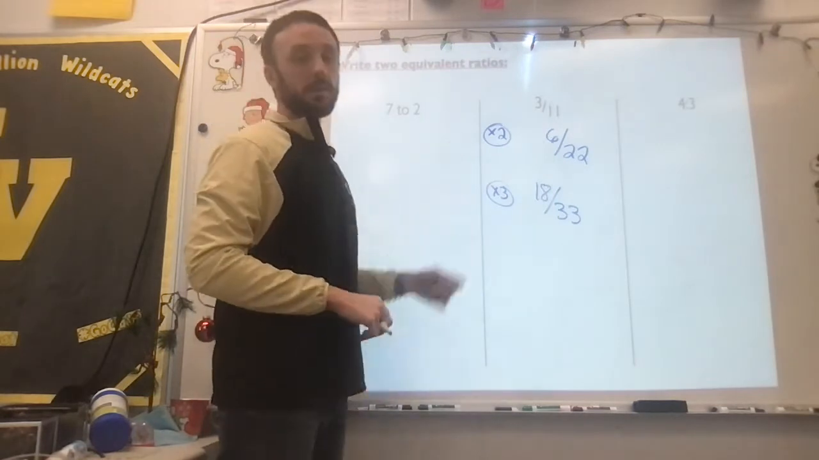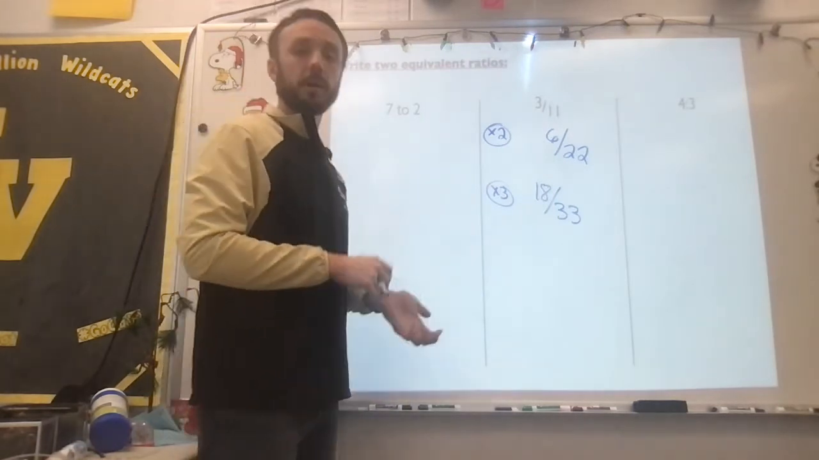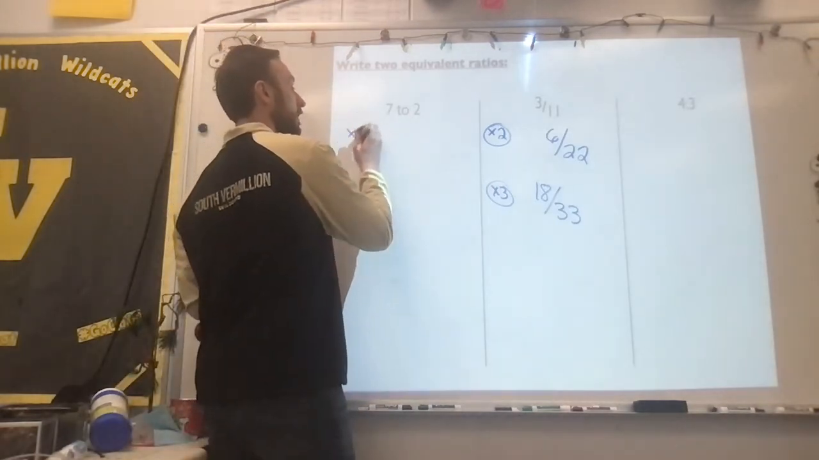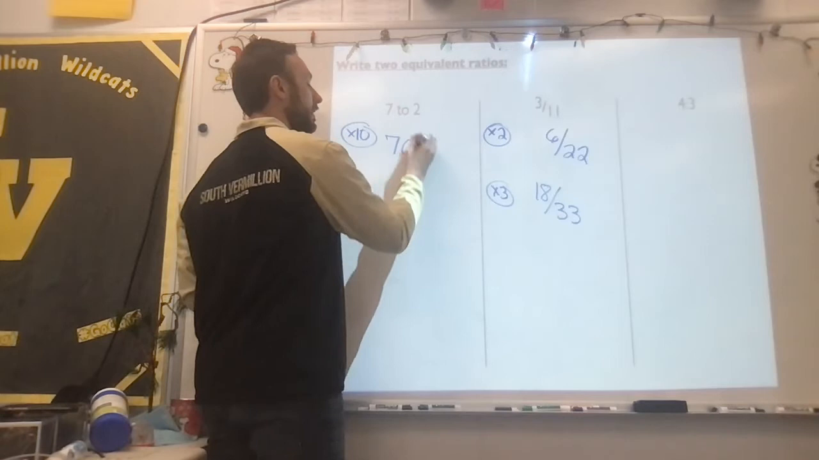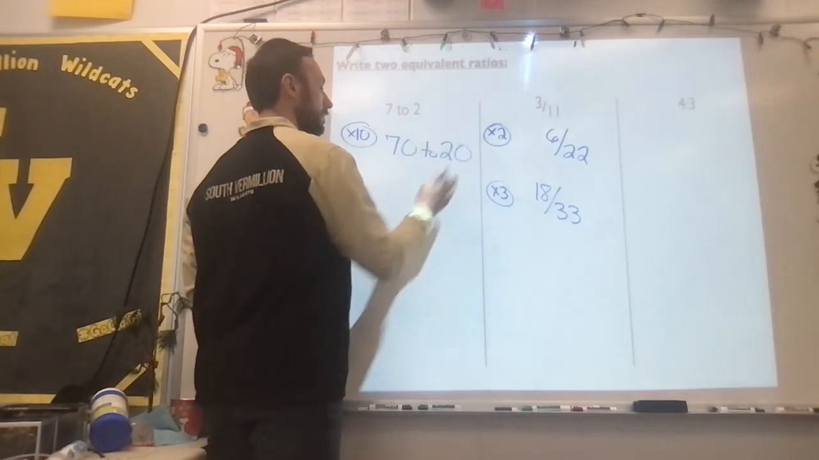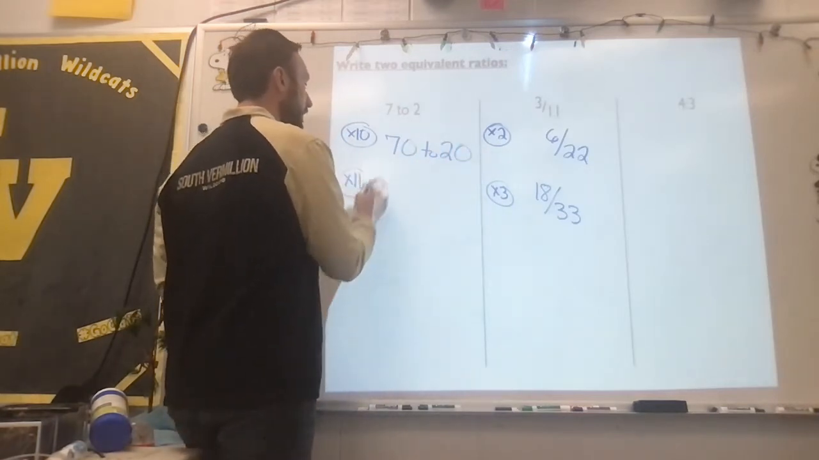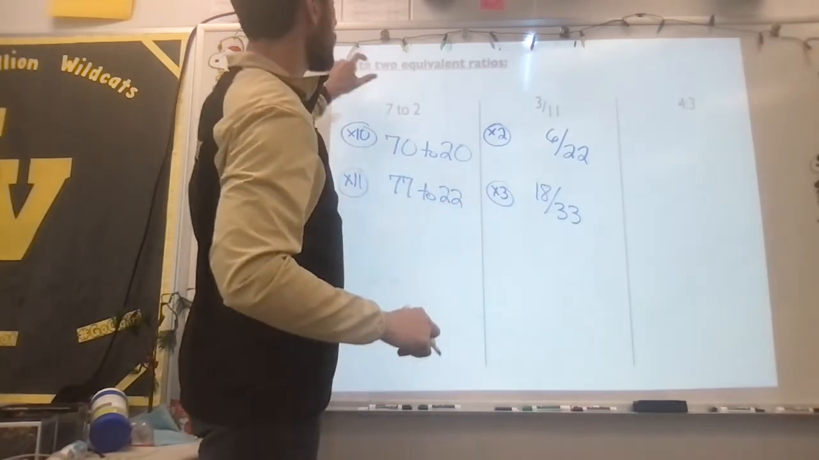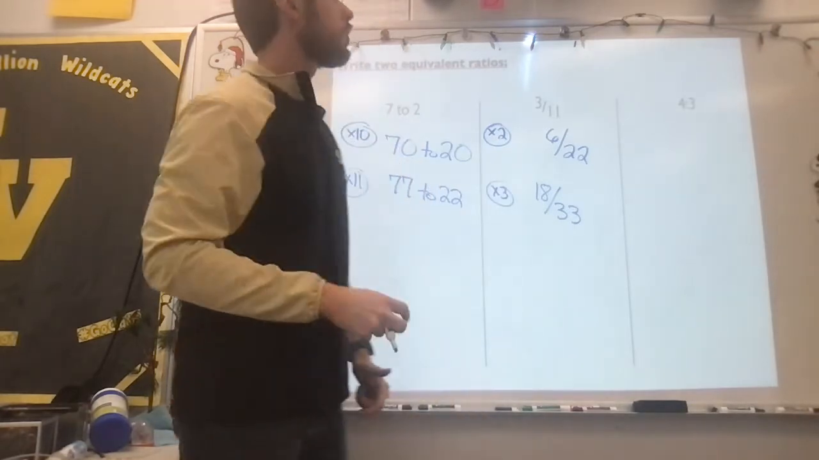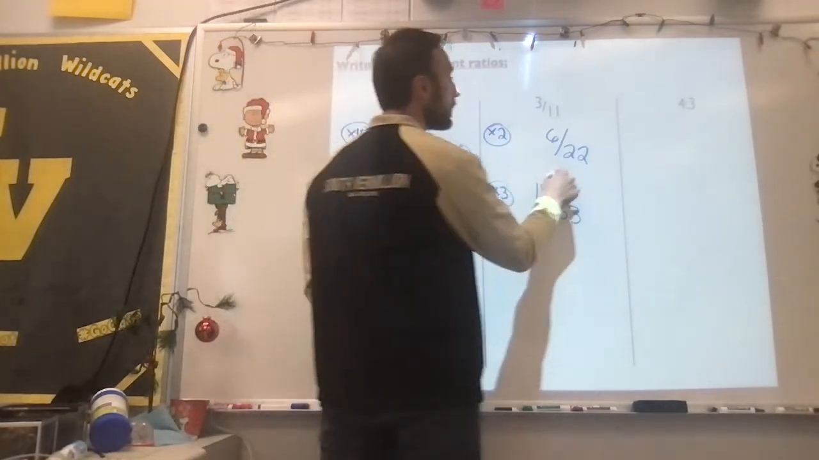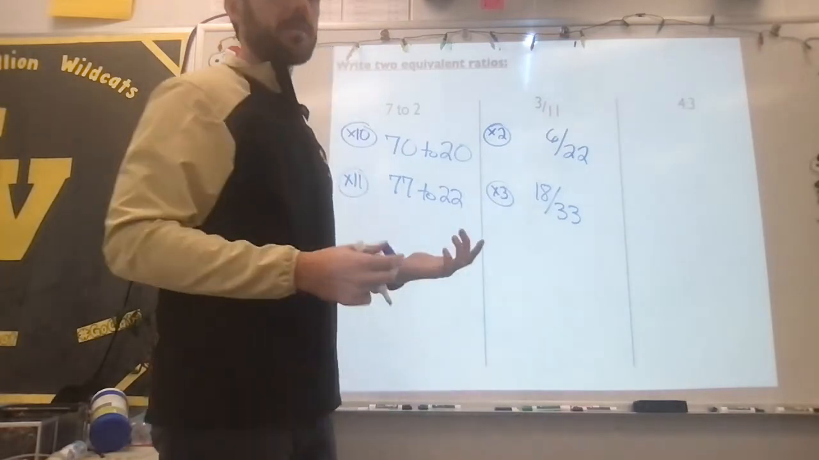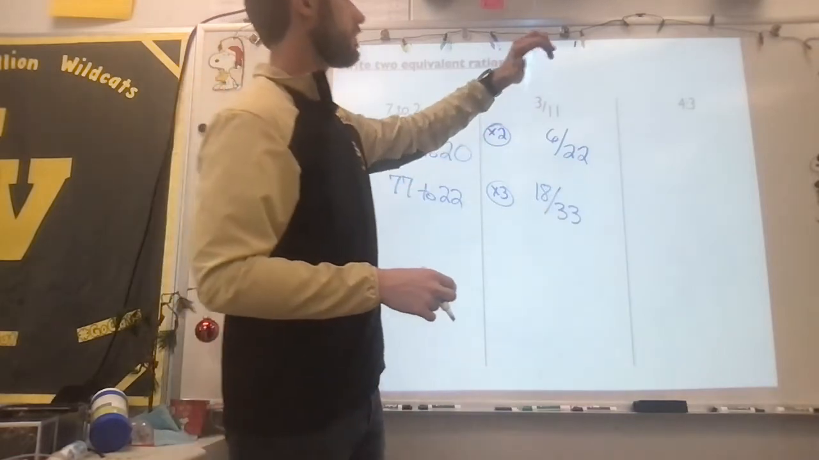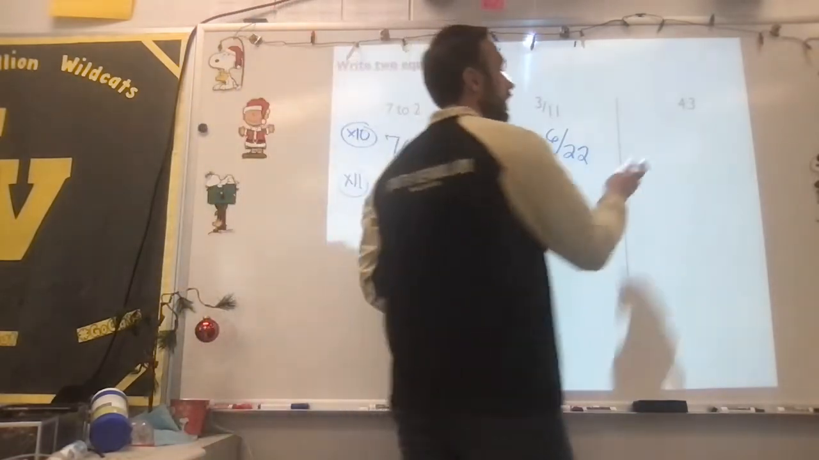Do you have to use 2 and 3? No, but I like to use the smallest number possible. Some other easy ones would be to multiply them both by 10. That'd be 70 to 20. Or maybe multiply them both by 11. 77 to 22. It doesn't matter. It doesn't say make them a specific equivalent ratio. It just says write 2 other ratios that are equivalent to the one given. And if you think back to what simplifying fractions means, if I simplify this fraction or that fraction, they will both simplify down to that fraction. Let's pick something random.